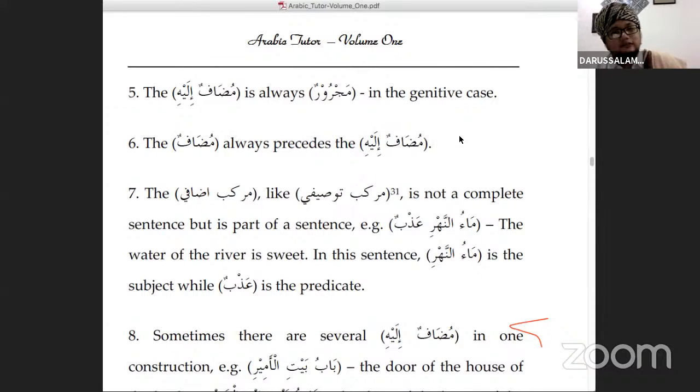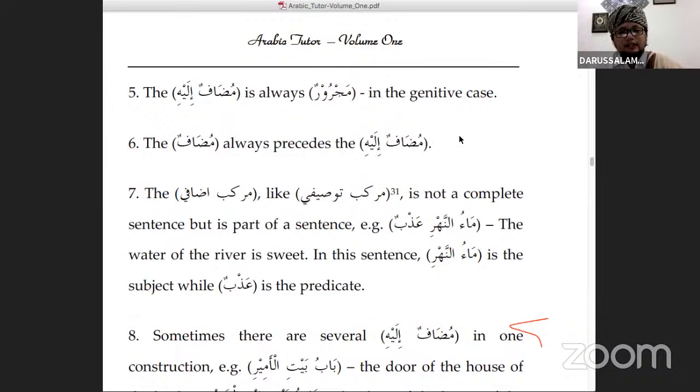Okay, and then we mentioned that just like murakkab tausifi, murakkab idafi is also an incomplete sentence. Ayat tergantung. Kalau kita sebut kitab Zaid, apa ayat tergantung? Kitab Zaid apa? Apa cerita kitab Zaid? Tak ada cerita. Ayat tergantung. Faham? Incomplete sentence. So the murakkab idafi is also an incomplete sentence. Ayat tergantung juga.